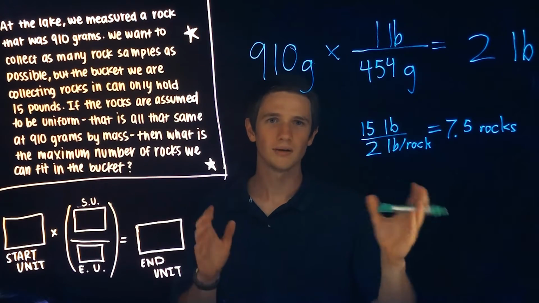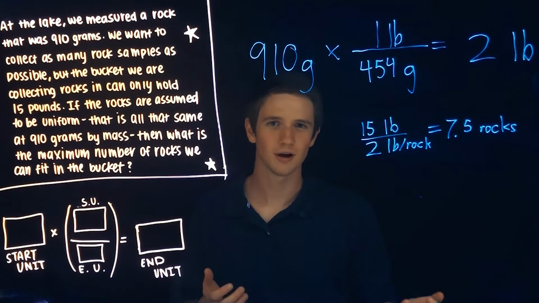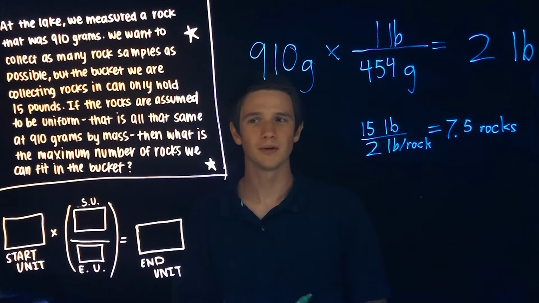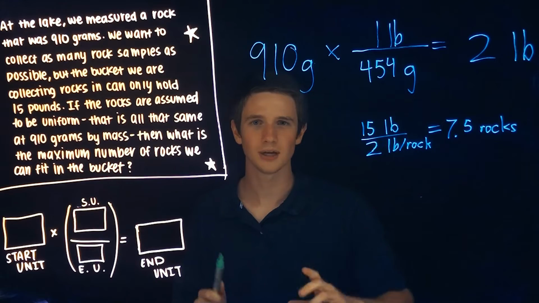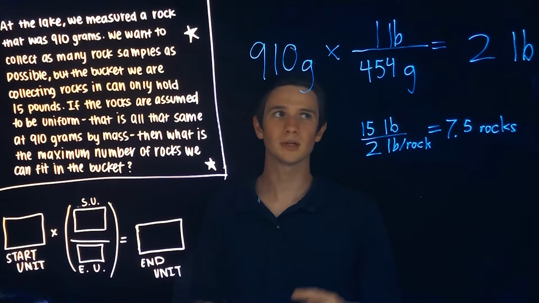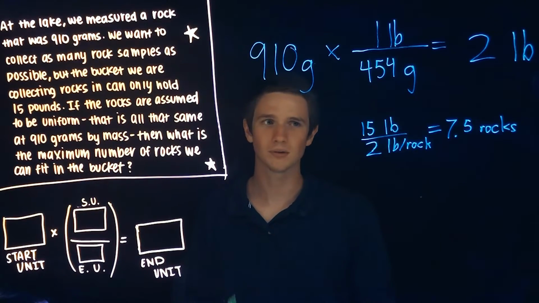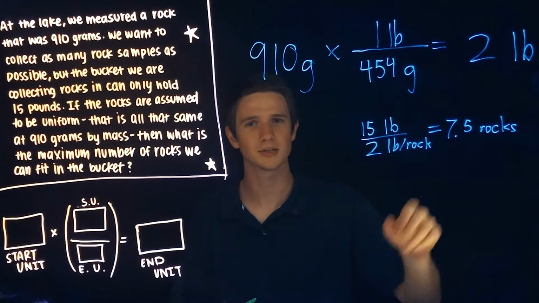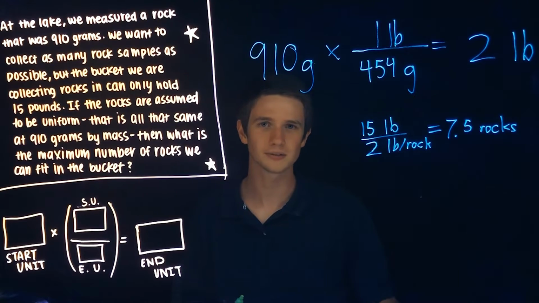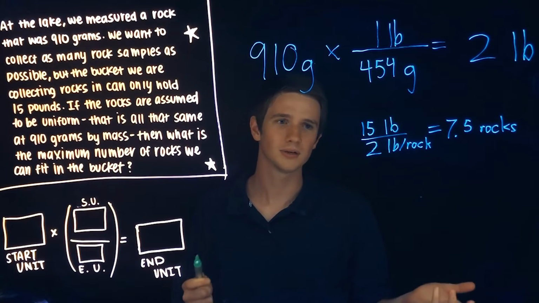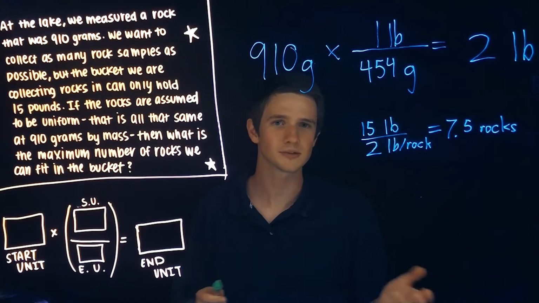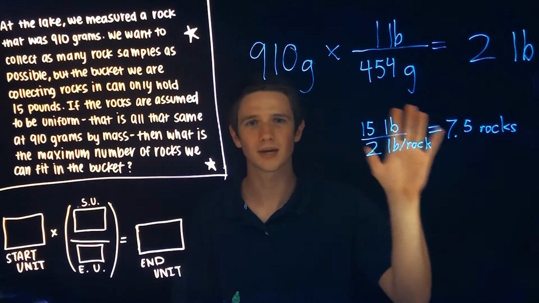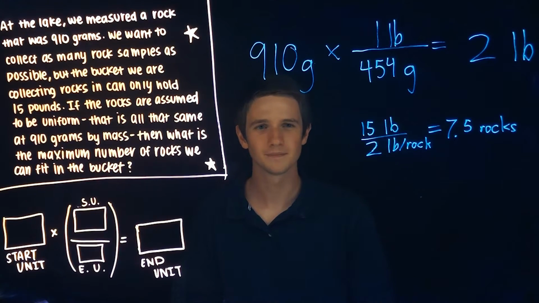Now, obviously we can't put 7.5 rocks in the bucket unless we have something to chop a rock in half. And we can't put 8 rocks, we can't round it up, because if we did, then we would have 16 pounds in the bucket, which is too much. So we'll have to round down and only put 7 rocks in. That'll be about 14 pounds. So there's 1 pound that we couldn't use, but that's okay. As long as we're under the maximum of 15 and we've put in the maximum amount of rocks that we can.